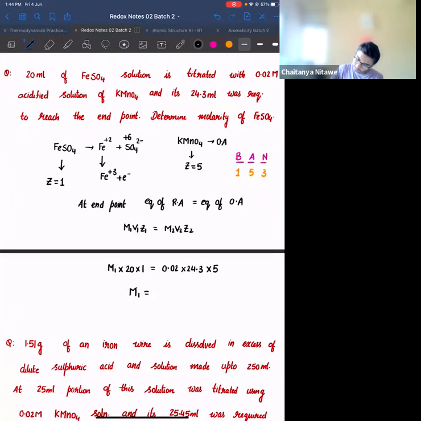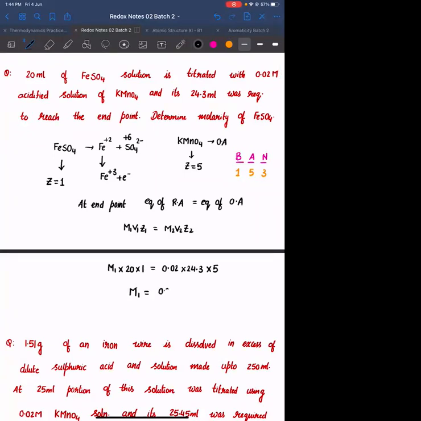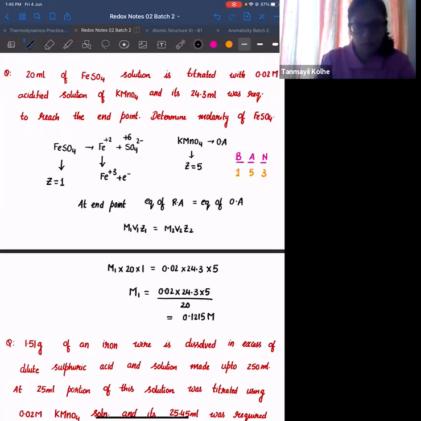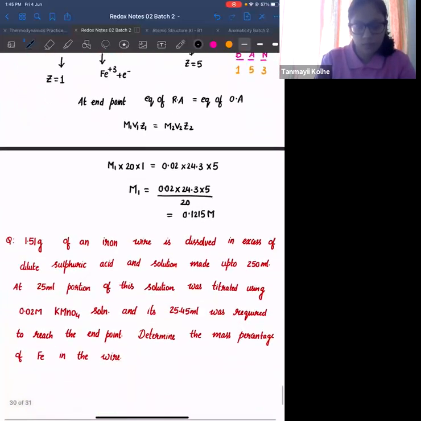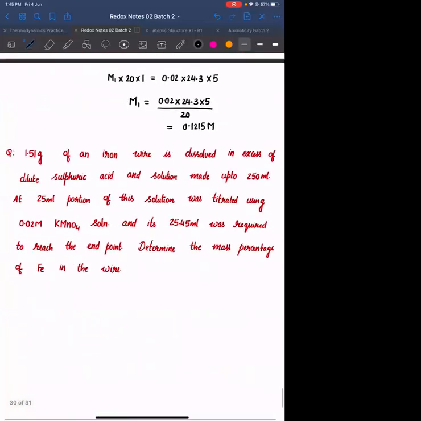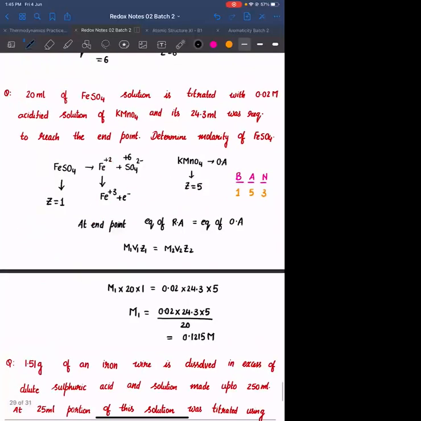So what will M1 be? No need to convert the volume into liters, because on the left-hand side you have mL and on the right-hand side also mL. This comes out to be 0.1215 molar. 0.1215 molar. Did anyone get this one? Okay. I hope this question is clear. If you have any doubt, please ask me.